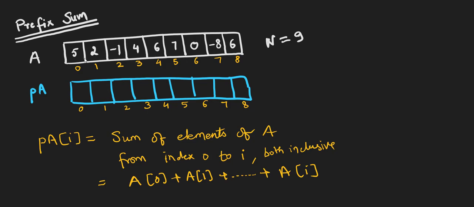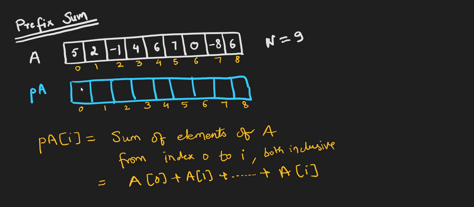5, 2 combined is also a prefix of array A. Then if I say 5, 2, minus 1 is also a prefix. So prefix is something which is in the beginning. In fact, the entire array can also be called a prefix of array A. So here the idea is prefix sum of I.